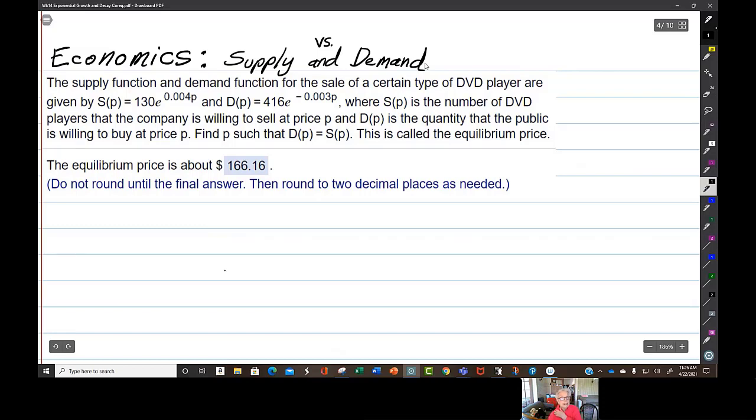And these are really good explanations in this word problem. Really good explanations of what supply and demand are. So let me take a drink and I will read it out loud.